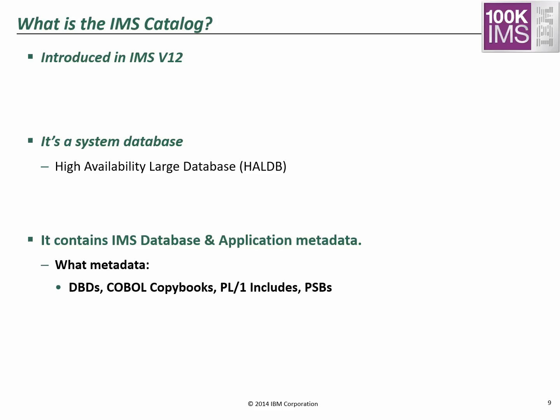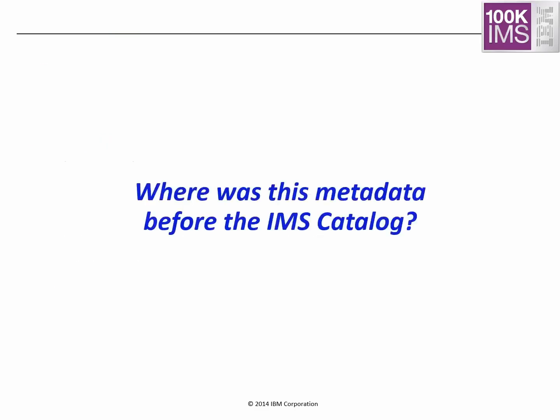It's a HALDB database. HALDB stands for High Availability Large Database. Basically, it's a database that can be partitioned, right? And it contains IMS database and application metadata. As I mentioned before, metadata is just a fancy term that says it's data about the data. In terms of the catalog, it's data about your DBDs and your PSBs, right? So whatever's in your DBDs, whatever's in your PSBs, and also COBOL copybooks, or if you're one of those customers that uses PL/I, then PL/I includes. That sort of information goes into the catalog, okay?